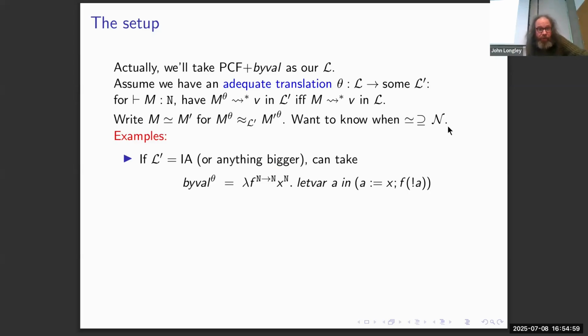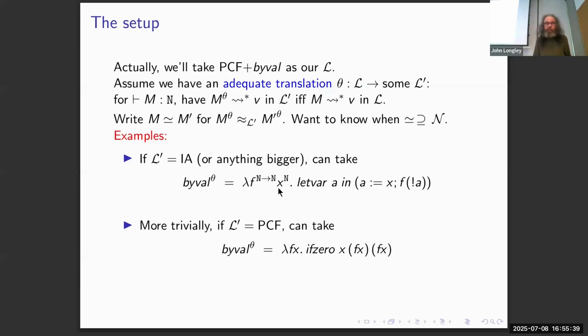For example, if the bigger language is Idealized Algol, then to do this translation, we notice that we can translate bival into Algol like this. We're given an f and an x. We give ourselves a little local variable. We evaluate x, store the result in a, and what we pass to f is just something which looks in a each time. This will have the desired effect of evaluating x just once and caching the result.